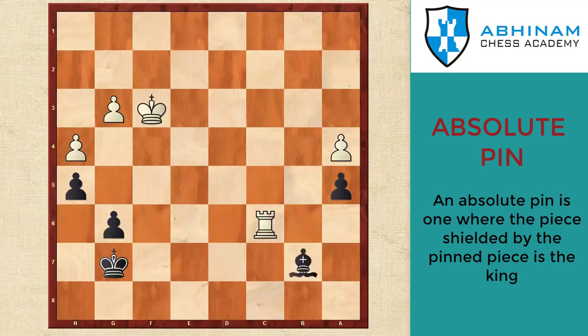So can we do it? Yeah, the bishop. The queen, rook, and bishop, these are the three pieces that can do the pin, right? Now let's look at the next puzzle.